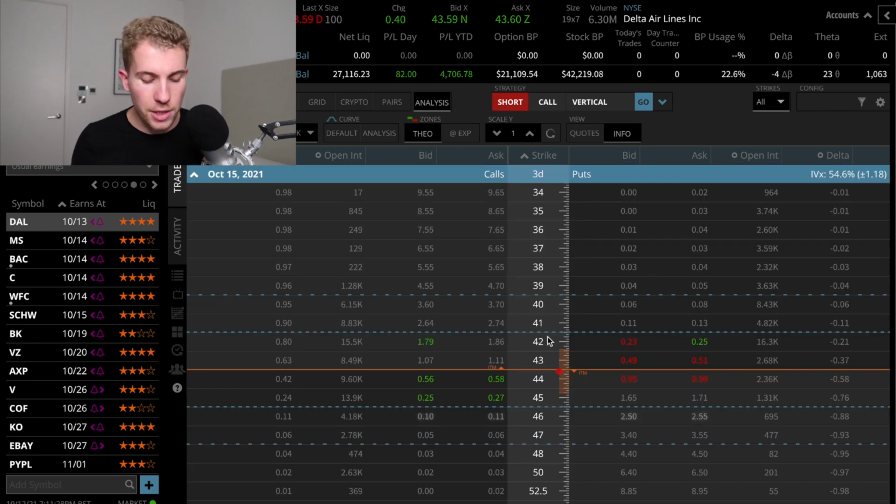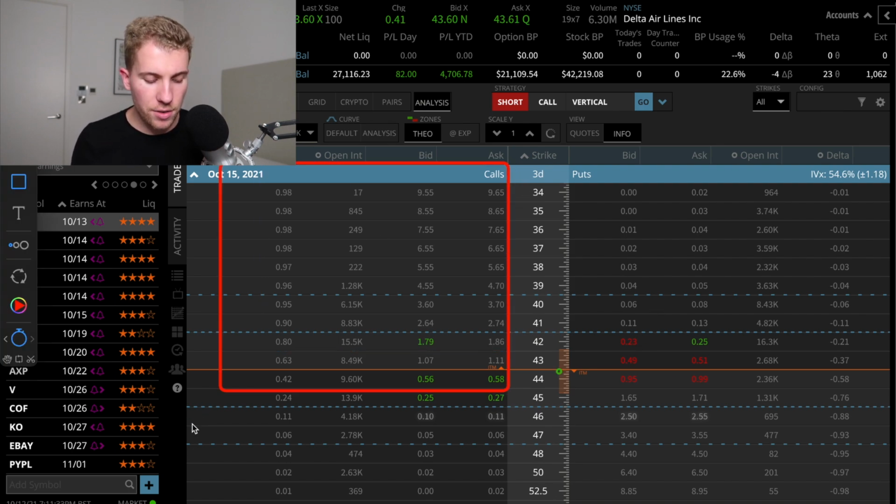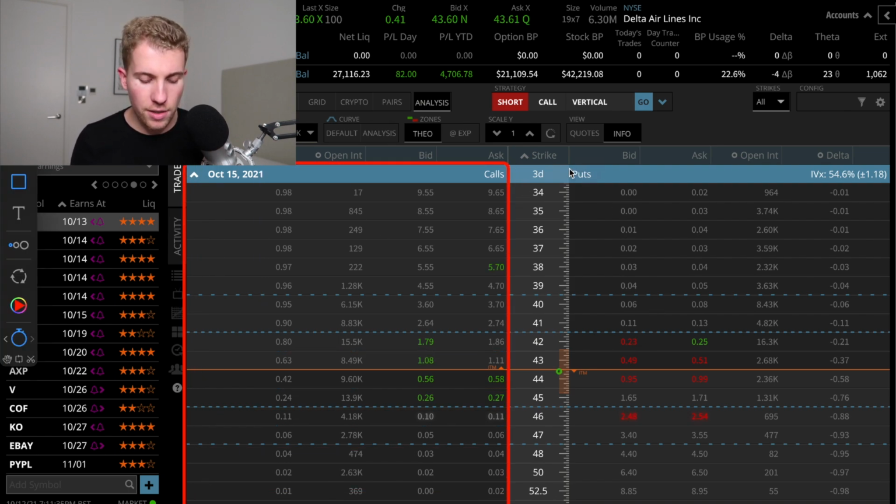So if I open it, then you can see all of the different strikes available. You have on the left side all the calls, and then on the right side all the puts. And if you know how I trade earnings, I basically sell a short strangle.